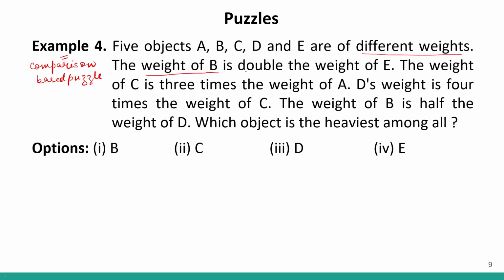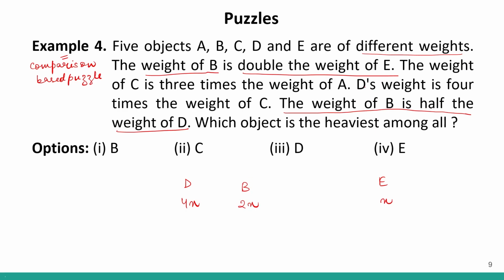The weight of B is double the weight of E. So if I say weight of E is X, I can say weight of B will be 2x because it is double the weight of E, correct? The weight of C is 3 times the weight of A. Let us hold this information because we are talking in terms of X. Now, D's weight is 4 times the weight of C. Let us hold this information. Now coming to this, the weight of B is half the weight of D. So if weight of B is half the weight of D, D will be 4x. That is how B's weight will be half of it, correct?